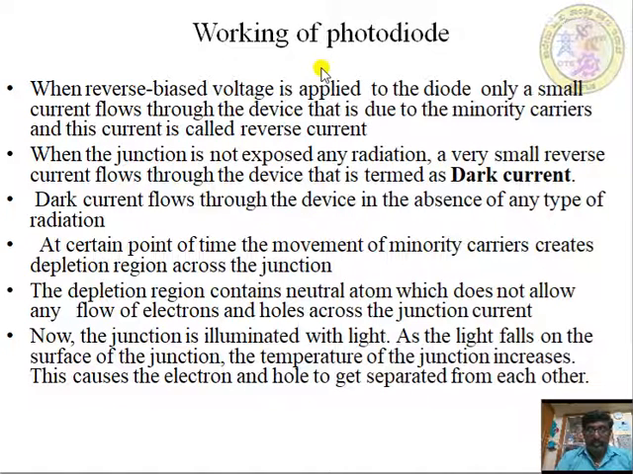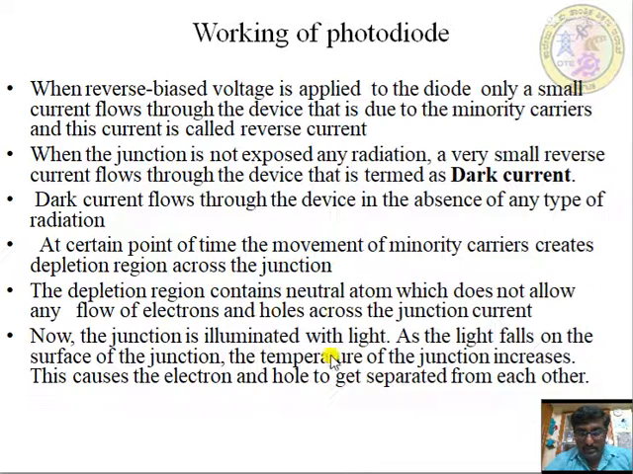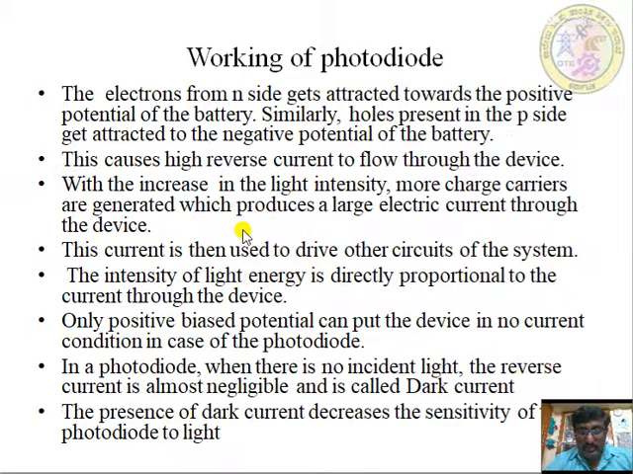At a certain point of time, the movement of majority carriers creates a depletion region across the junction. The depletion region contains neutral atoms which do not allow any flow of electrons and holes across the junction. Now the junction is illuminated with light. As the light falls on the surface of the junction, the temperature of the junction increases. This causes the electrons and holes to get separated from each other.